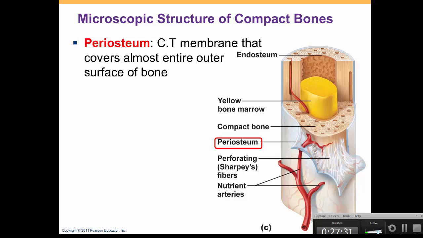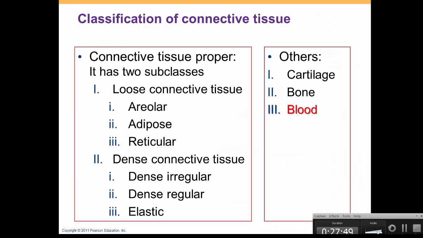Also, we can see here the periosteum. As we said, it's the connective tissue that covers the bone, and it's connected to the bone via Sharpey's fibers. I want you to know the periosteum and the definition of both periosteum and perichondrium very well.